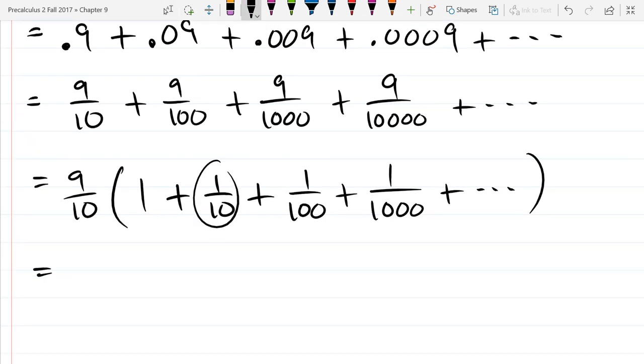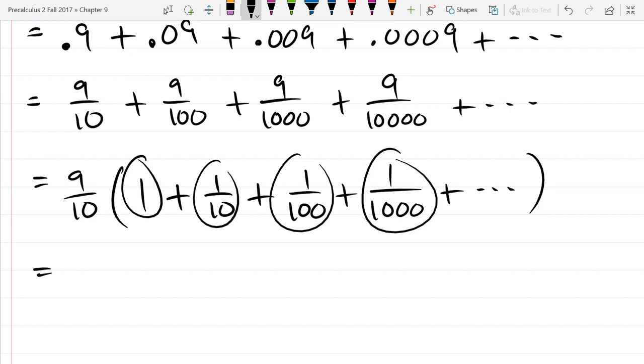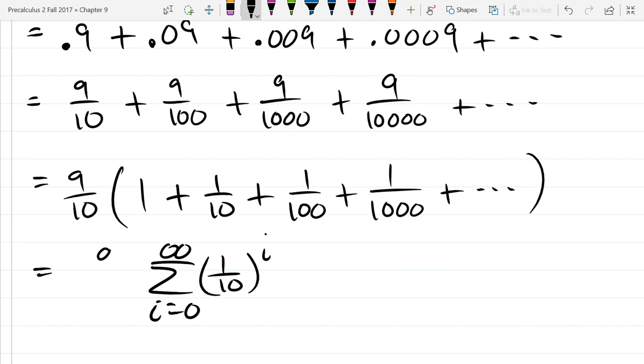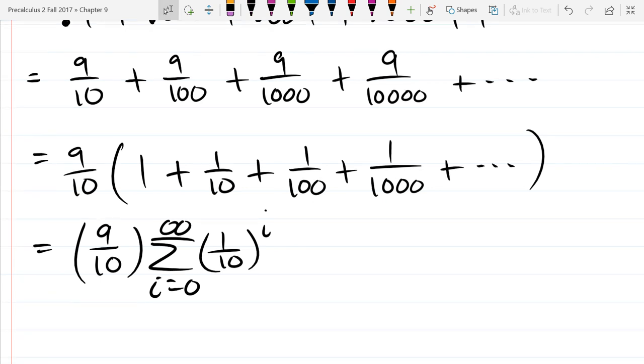All right, these are all powers of a certain number. What number are these powers of? So these are all powers of a tenth right here. So this is summation (1/10) to the i, i equals 0 to infinity. And of course you got to bring down your 9/10 that we factored out. All right, this is perfectly lined up in a geometric series. Starts at 0, the ratio is small. This one is way less than 1, so it's okay to add these together.